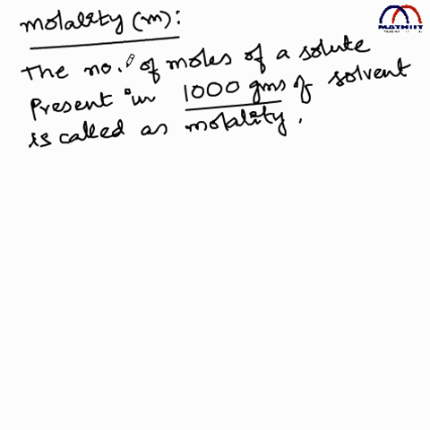And what is the importance of molality? What is the need of molality when we already have one method, molarity? It is because molarity is temperature dependent, since a volume term is involved. But molality is temperature independent, because no volume term is involved. This is a constant parameter: 1000 grams of solvent should be taken every time when we are expressing the molality.